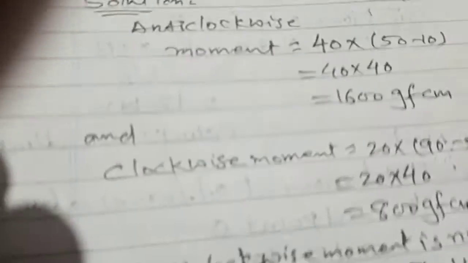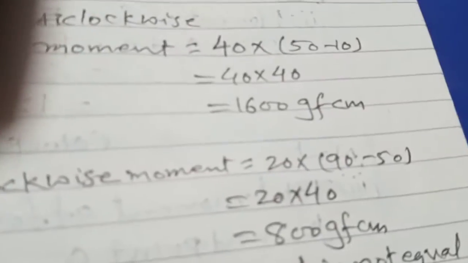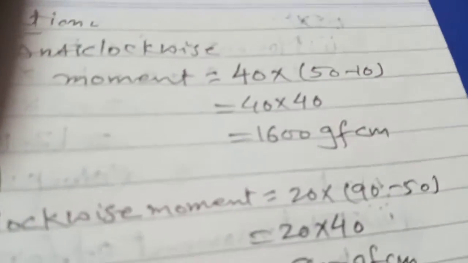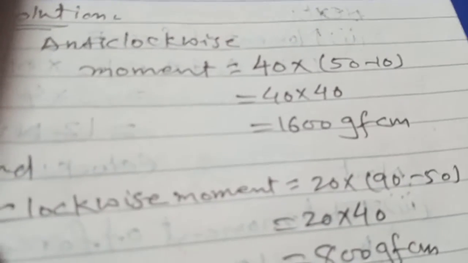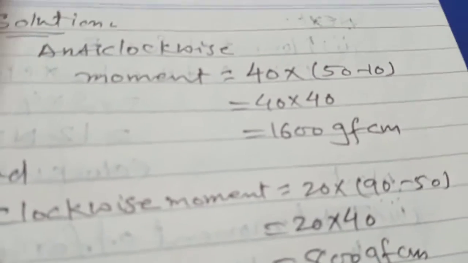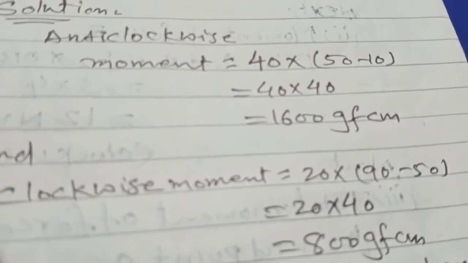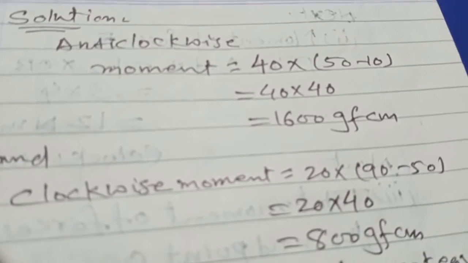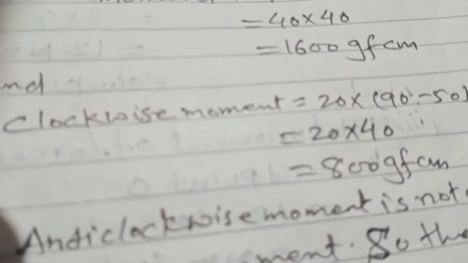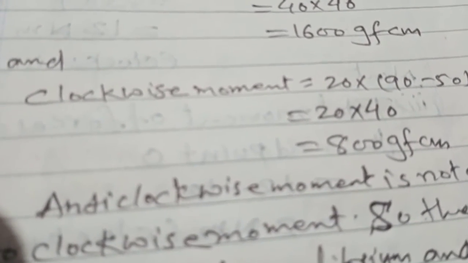Okay, clockwise moment: 20 into, where is the marking? 90. So 90 minus 50. And here for the 10 marking, 10 is less than 50, so 50 minus 10. For the second sum, 90 is greater, 50 is less, so 90 minus 50. This is equal to 20 into 40, which is 800 gf centimeter.